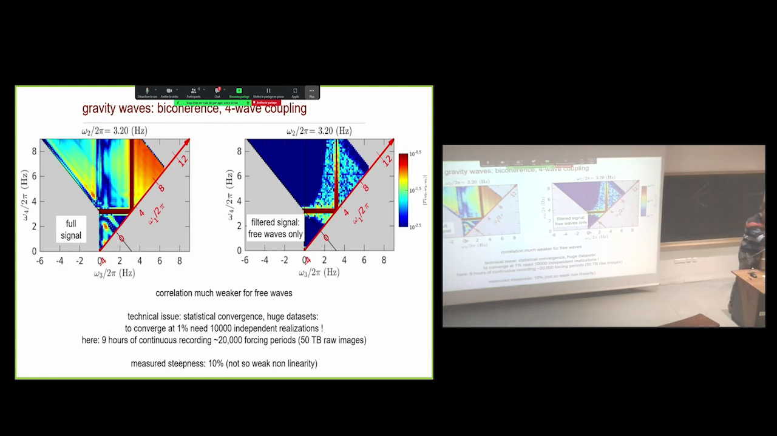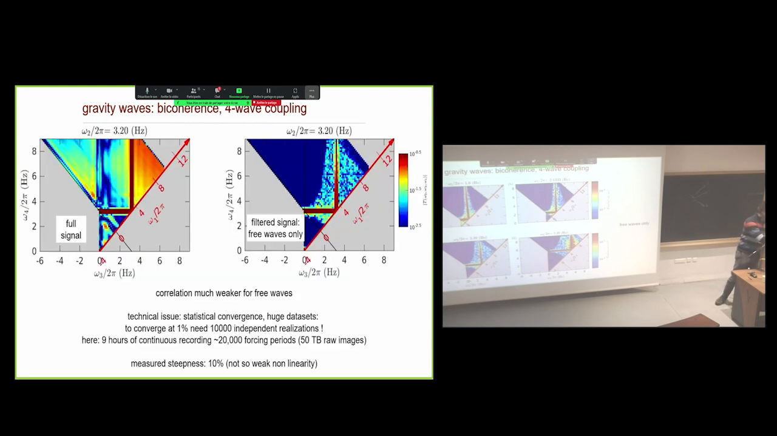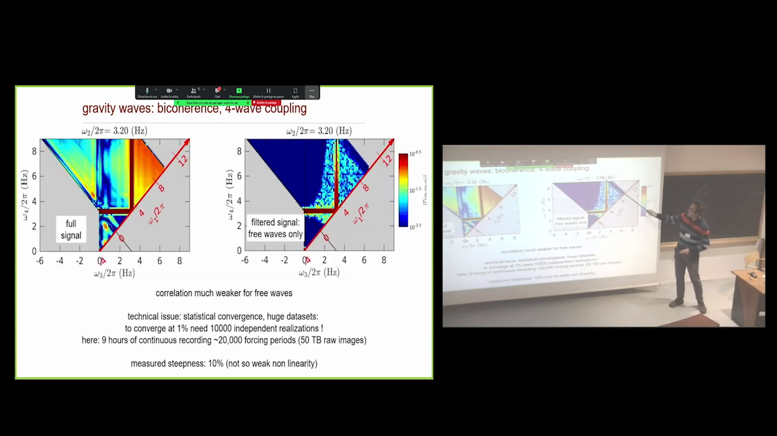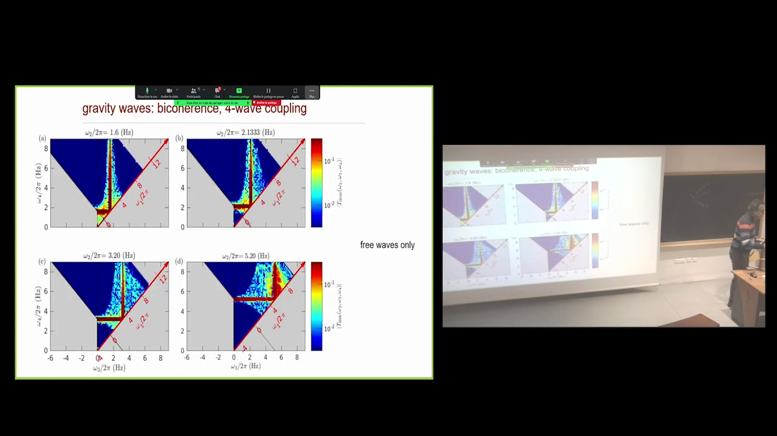I showed you that for a specific choice of the frequency omega 2, but if we look at this free-wave correlation for different frequencies, we get a similar kind of picture. We remove all these 3-to-1 interactions, and we get very weak correlations in the region where there are resonances of the free waves. Actually, it's 0 here because there are no resonances possible. So this limit is coming from the limit of resonances of the free waves.